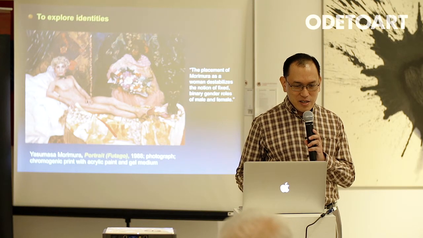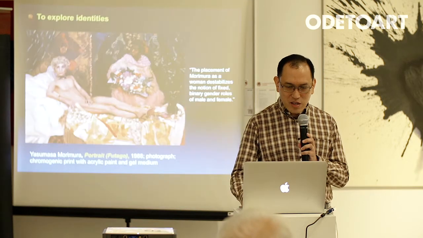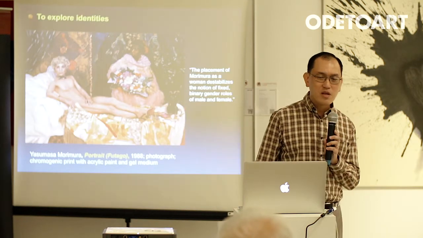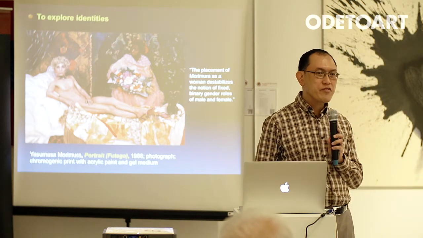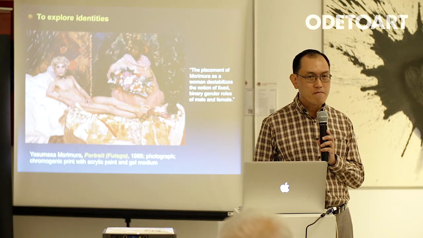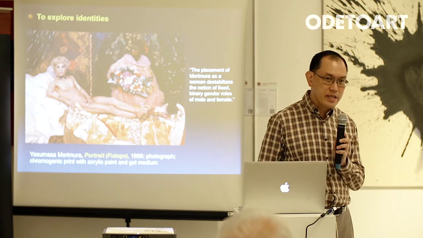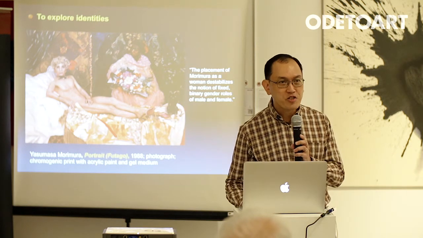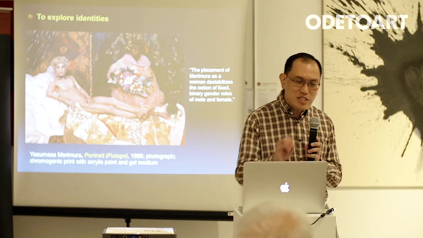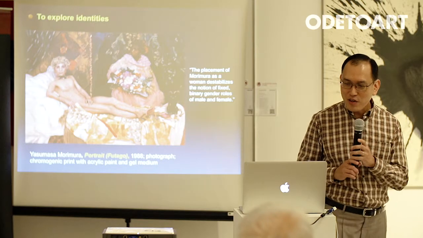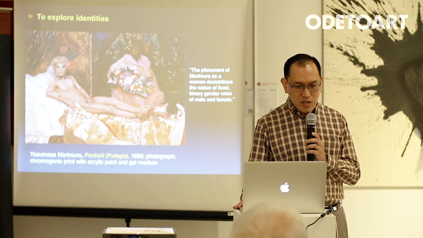Okay, and now what is this work about? It's really about, I would say, identities. Here, Morimura is trying to warn us against the deceptiveness of appearances, that both gender as well as racial identities can be artificially constructed. That's what he's trying to do here. He's trying to destabilize the fixed notion of male and female, for example.